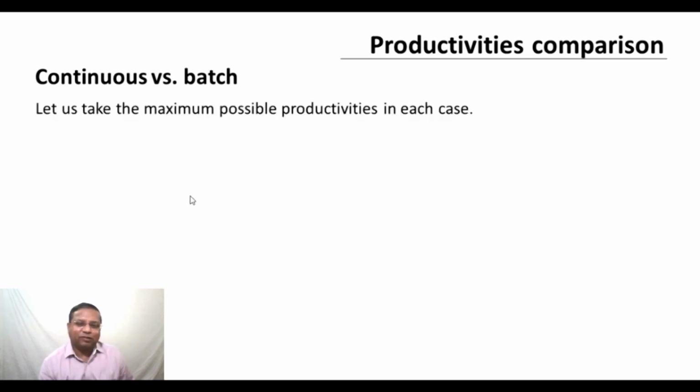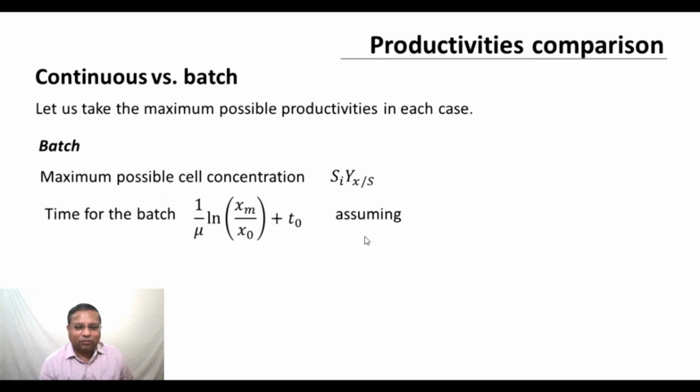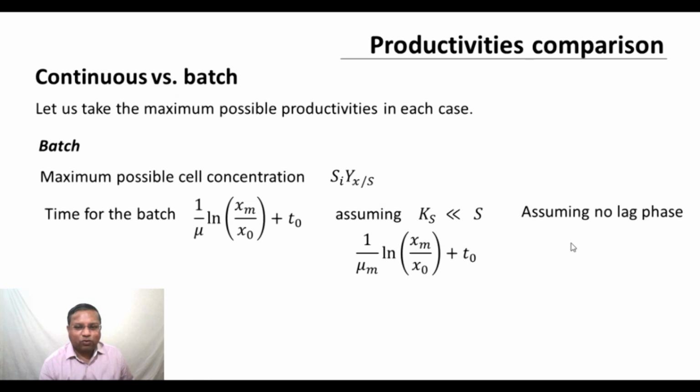Let us take the maximum possible productivity in each case and let us see what the ratio is turning out to be. For the batch, we know the maximum possible cell concentration is Si times Yxs. Time for the batch is 1 by mu ln of xm by x naught plus t naught, when we assume that Ks is much less than S, assuming no lag phase further, we get 1 by mu m ln of xm by x naught.